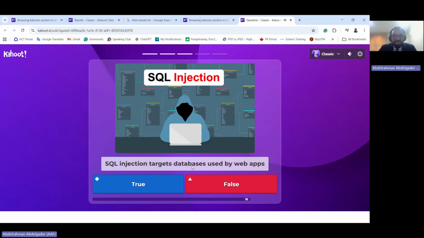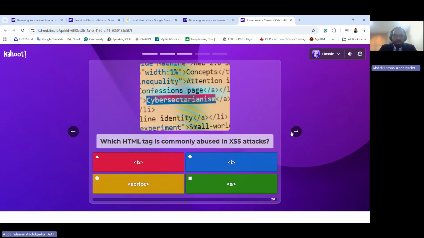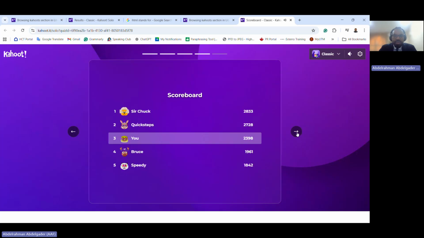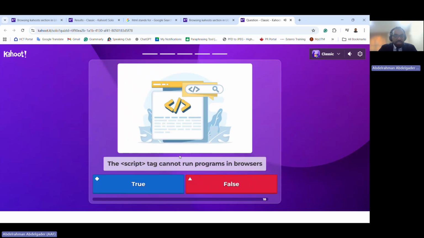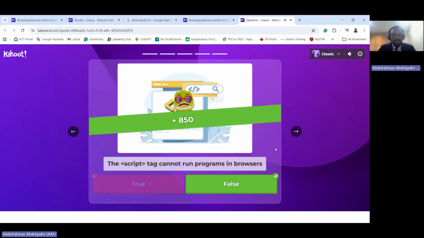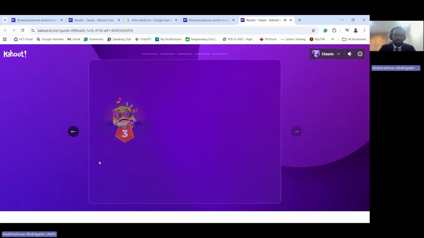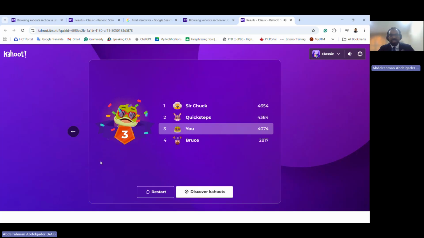SQL injection targets databases used by web applications. This is true, right? Moving forward, which HTML tag is commonly abused in cross-site scripting attacks? We know that this is the script tag. And the last question is, the script tag cannot run programs in browsers. Actually, this is false. The dangerous element about cross-site scripting attacks is the fact that the script tag can execute code in the browsers of the visitors.